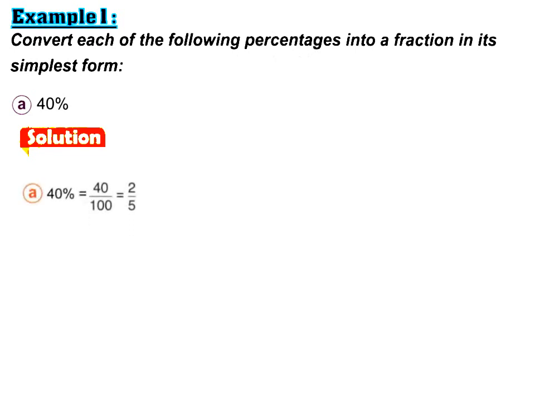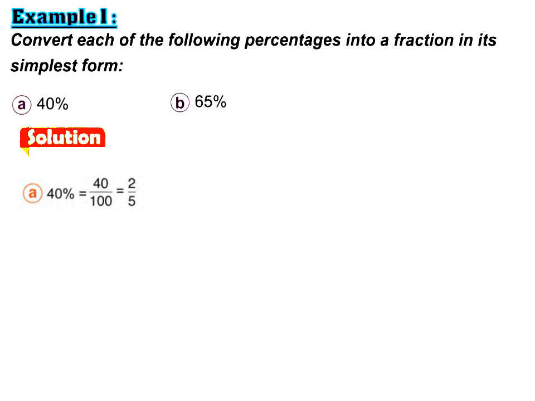Example number one. Convert each of the following percentages into a fraction in its simplest form. He will give me a percentage and I convert it into a fraction, putting it in the simplest form. Letter A, 40%. As we know, its second term equals 100, so it will be 40 over 100. The solution: 40% equals 40 over 100. I will cancel the 0 from up with down. It will be 4 over 10, and in the simplest form it equals 2 over 5.